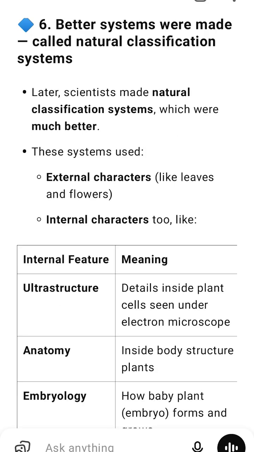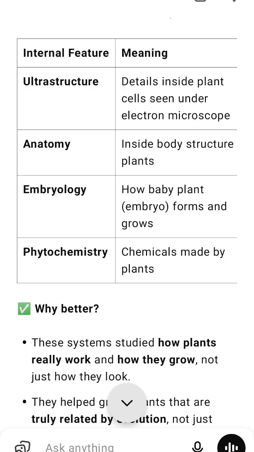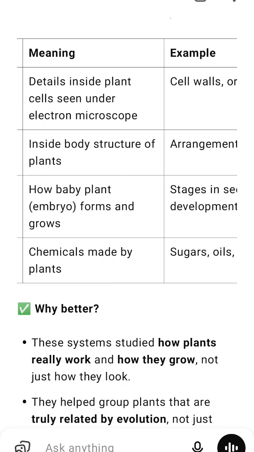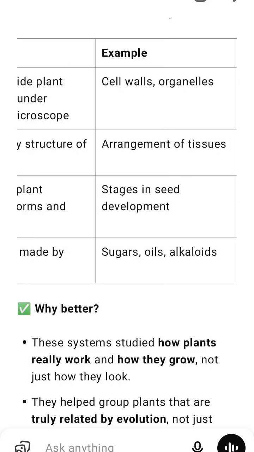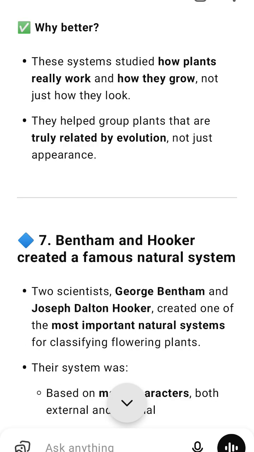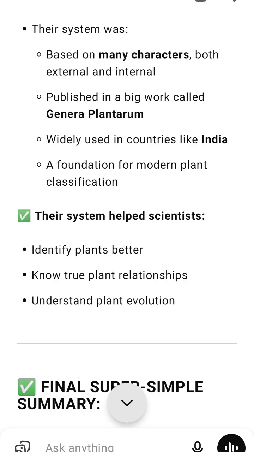Final super simple summary. Point summary. Old systems grouped plants by outside looks only, like leaf shape, color, number of petals. Problem: this was artificial. It sometimes separated related plants or grouped unrelated ones. Vegetative parts can change easily with weather, so not always reliable for classification. Sexual parts, flowers, more stable, better for knowing the true plant type.